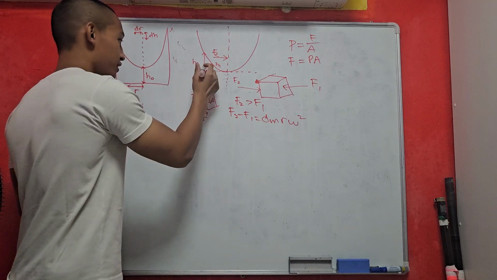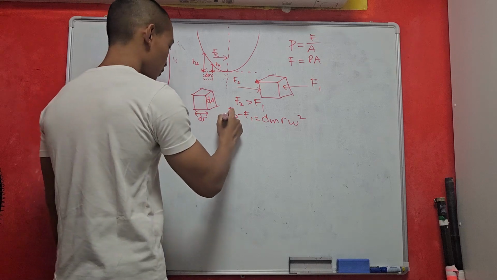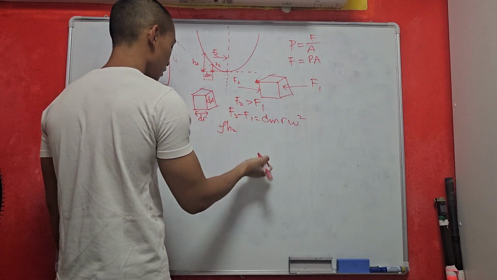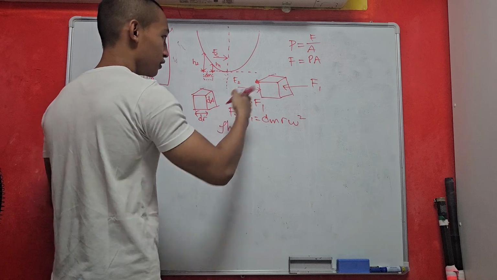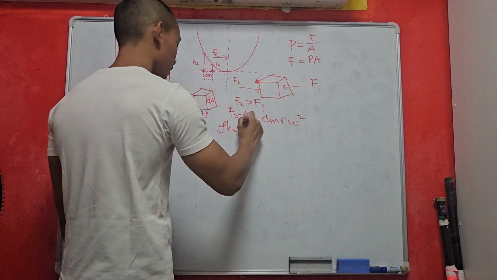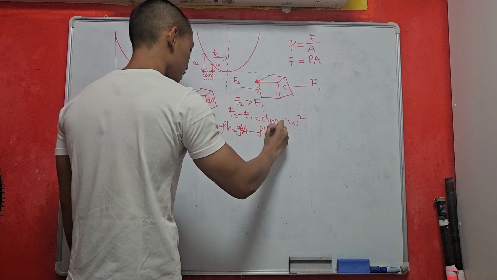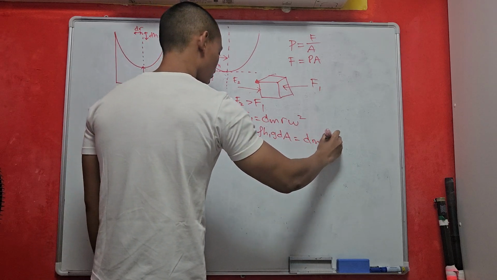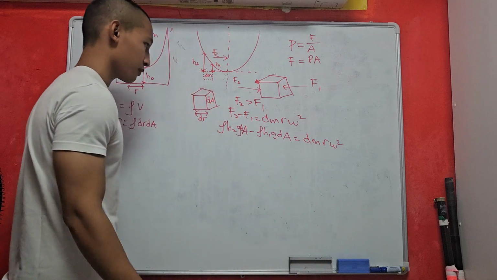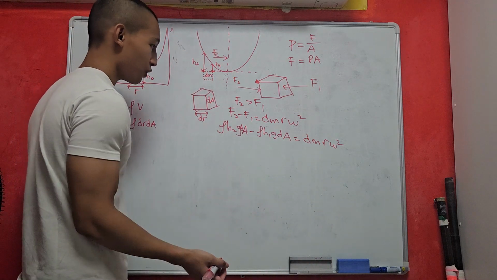And what is the pressure at this point? The pressure on the left hand side is just rho times H2 times g, and then to find the force, you take the pressure times the area, which is dA, minus rho H1 g dA, equals dm r omega squared. Okay? Now, what is the next step?